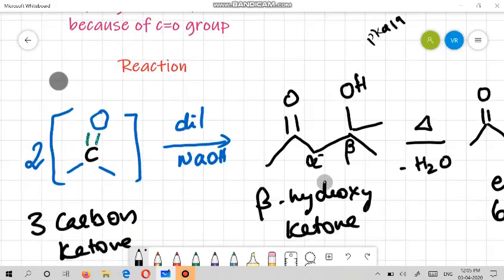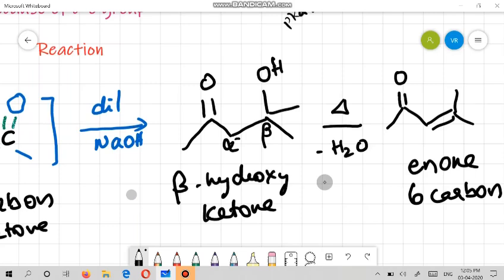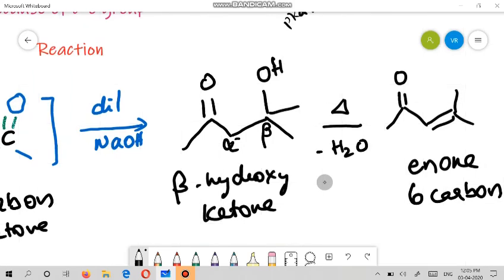Now let us see what happens here. Two molecules of ketone, for example, I have taken acetone here. Two molecules of ketone, each having carbon 1, carbon 2, carbon 3, three carbons, it is a ketone. In the presence of dilute sodium hydroxide, it will give beta hydroxyketone. This is called beta hydroxyketone. This is the alpha carbon, this is the beta carbon. Here you can see there is a hydroxyl group. So it is called beta hydroxyketone, because the beta carbon has the hydroxy group.